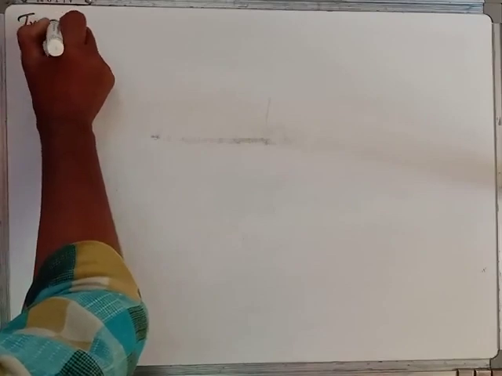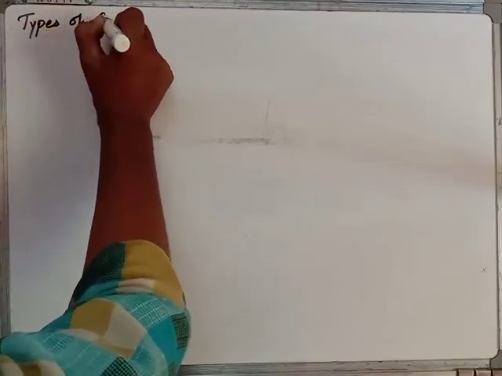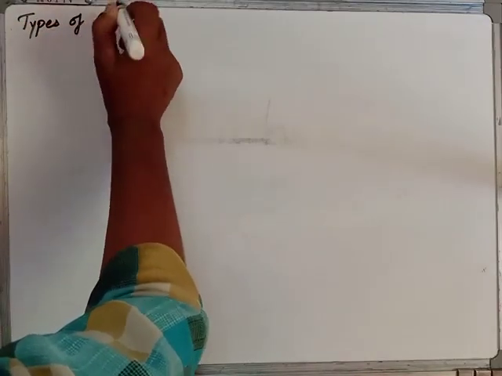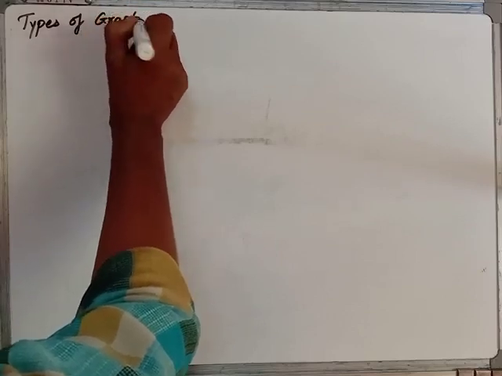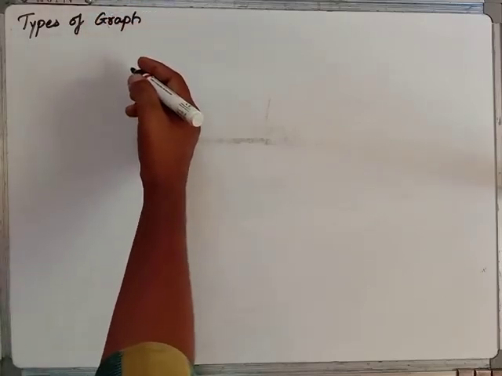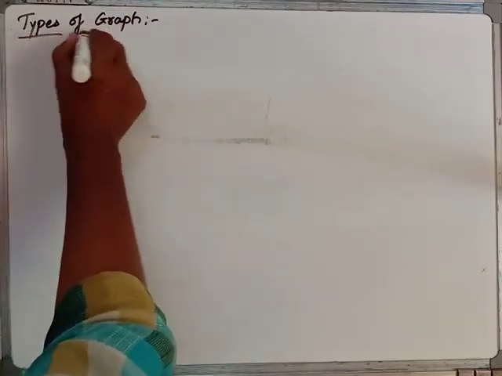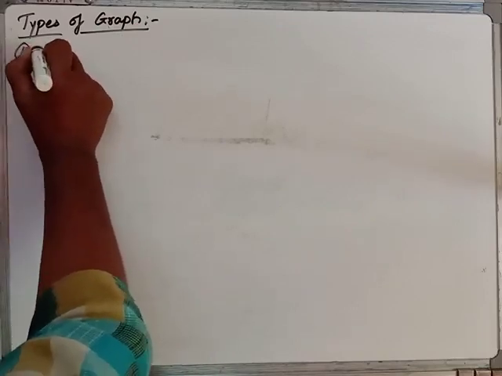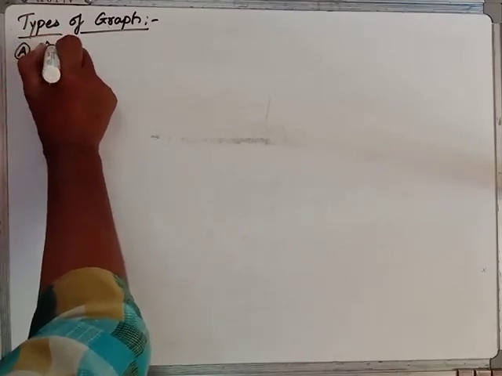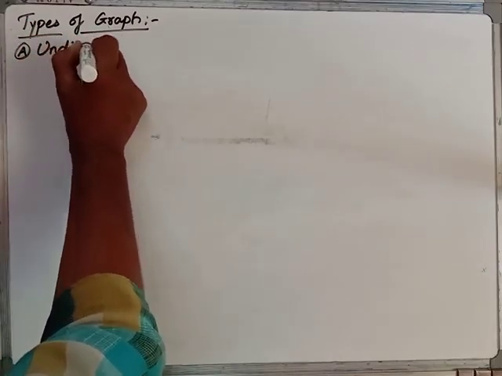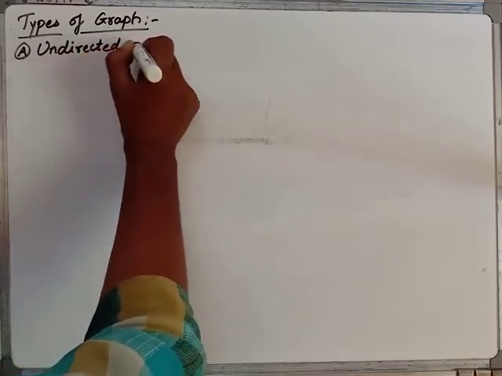Hello students, now in this video let's see the types of graph. Now first of all let's see the types of an ordinary graph, means undirected graph.